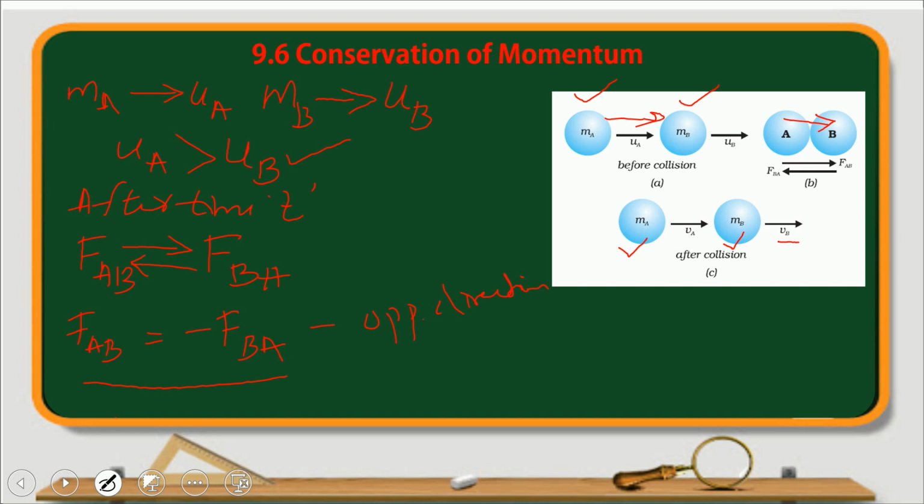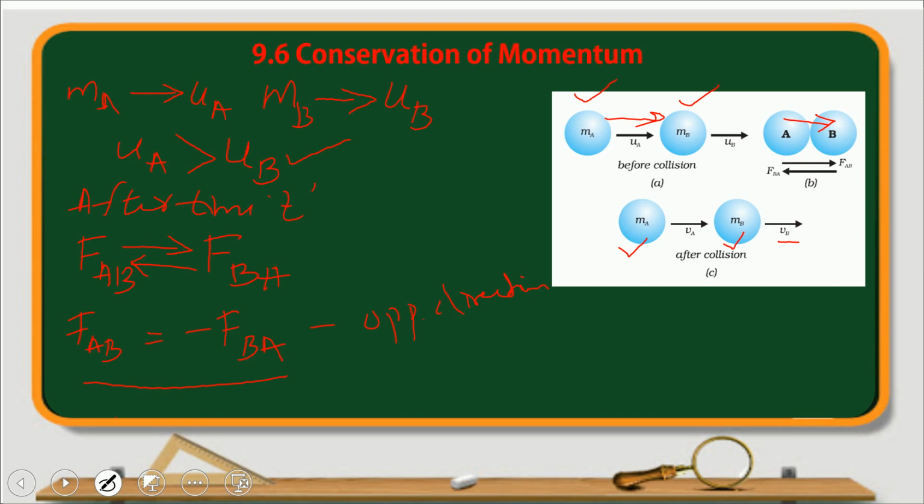Now after collision, marble A will move with a velocity VA, obviously a little less than the earlier one, and marble B will move with a velocity VB. That is after collision. So here there are three concepts.